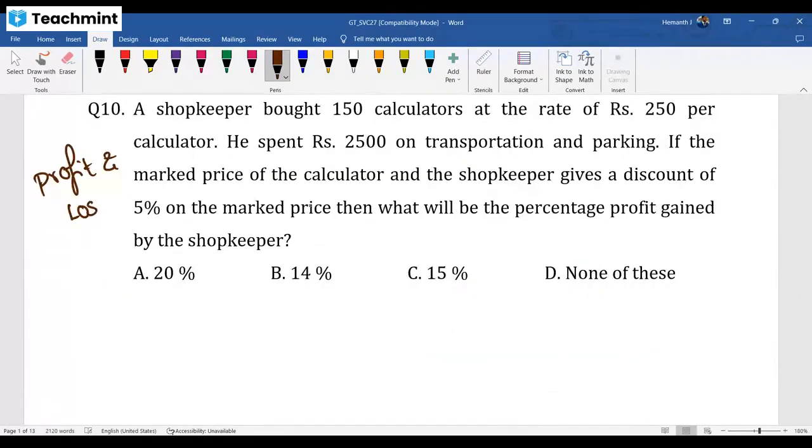Time and distance, 3 questions from time and work, 2 general questions we discussed. So we are trying to recall the concepts we learned.